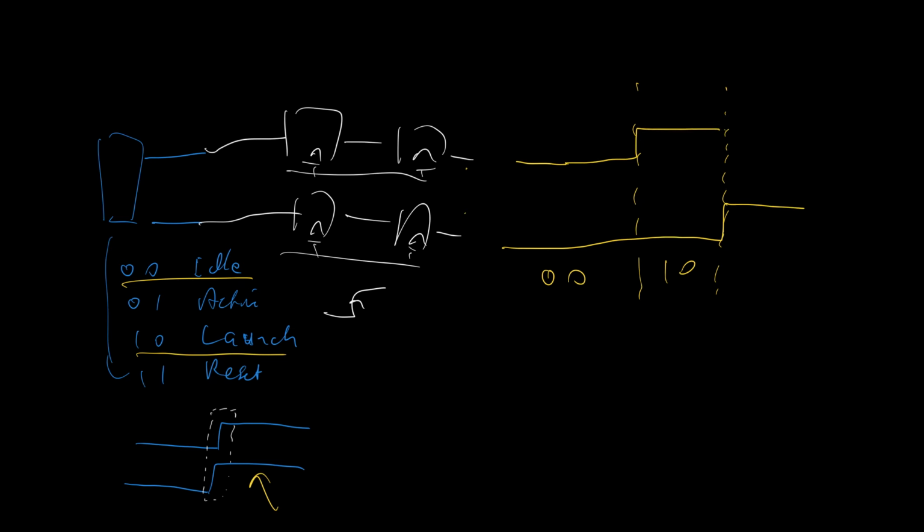Of course, at the next clock cycle, the output's going to be correct, 1, 1 reset, which is what was being sent, but we did manage to launch a missile when we didn't really want to do that.